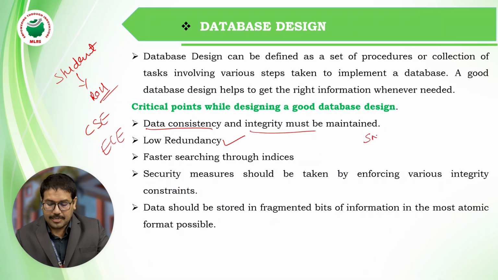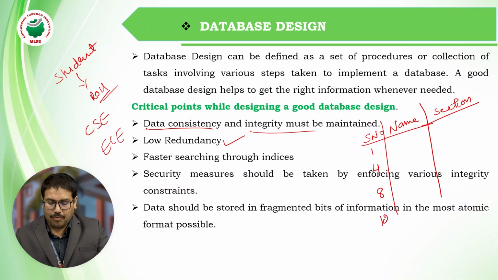For example, let me take a table with serial number, name, and section. Serial number 1, serial number 4, serial number 8, serial number 124. Serial number 1 is Sachin, and serial number 4 is Mr. Raju. Sachin belongs to A section, and Mr. Raju belongs to A section. Serial number 8 is Mr. Suresh, and he belongs to B section. And serial number 124 is Mr. Somu, who is again from A section.